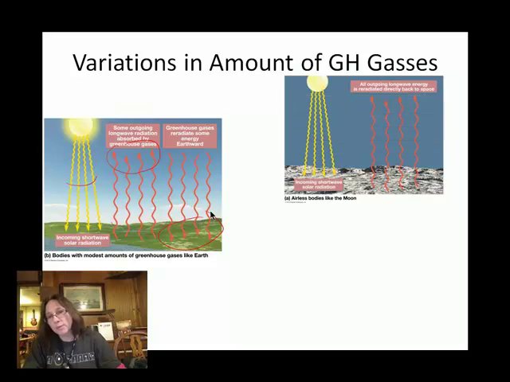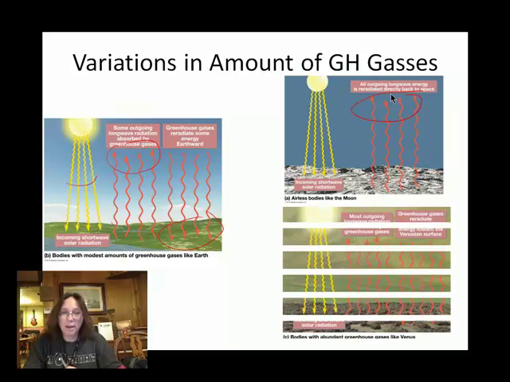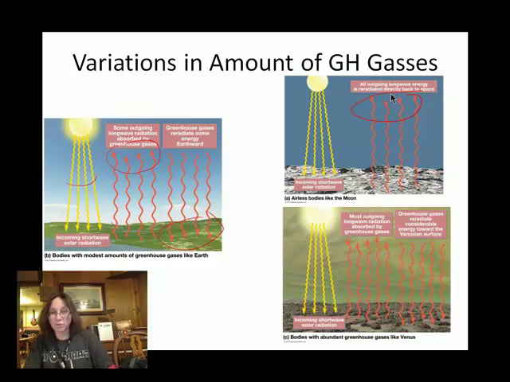But if we go someplace like the moon, notice the moon doesn't have an atmosphere. It doesn't have any gas particles to redirect that outgoing radiation. So the sun heats up the moon, just like the Earth heats up, but notice that that re-radiation is just lost to space.